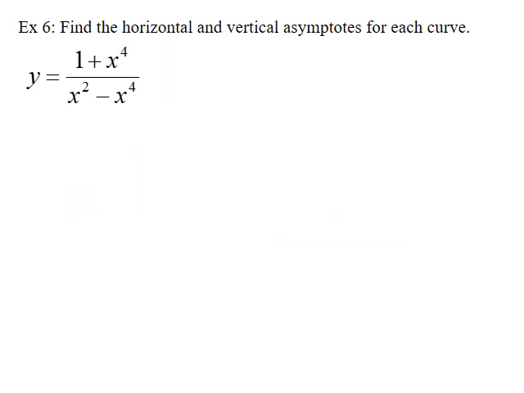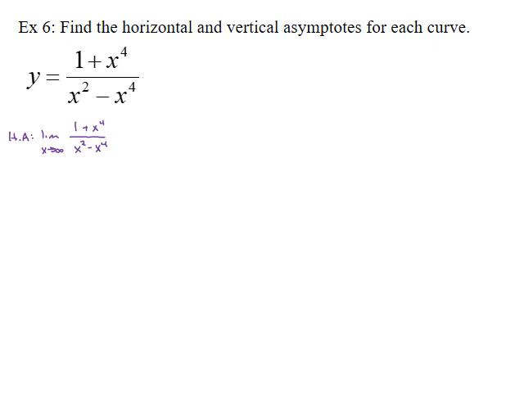All right, so let's do that again. What about if you have y equals 1 plus x to the 4th over x squared minus x to the 4th? So same order again. For my horizontal asymptote, I'm going to take the limit as x goes to infinity of 1 plus x to the 4th over x squared minus x to the 4th.